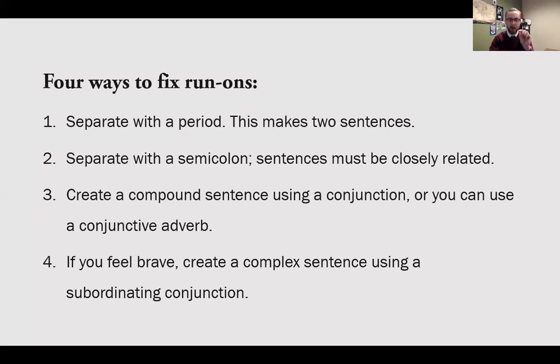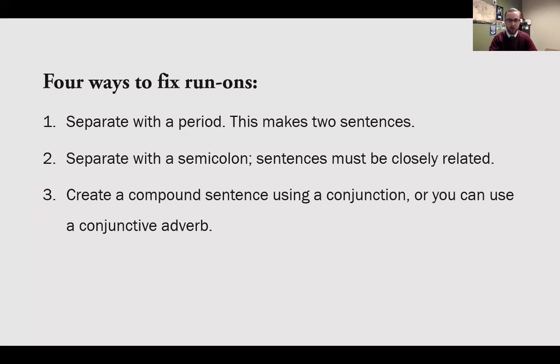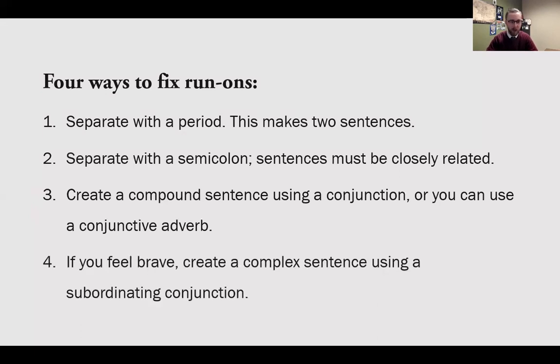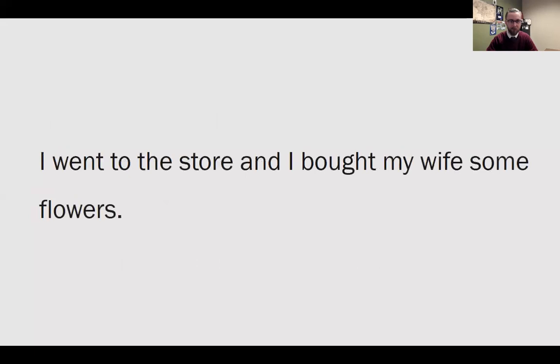For now, I want to focus on just the first 3.5 points there: separating with a period, separating with a semicolon, and separating with a conjunction, specifically a coordinating conjunction. So let's go back to that last example. I went to the store and I bought my wife some flowers. The first thing we can do is create 2 complete sentences.